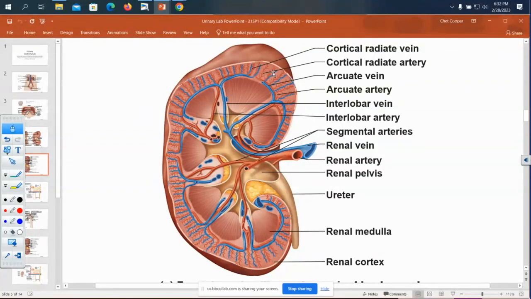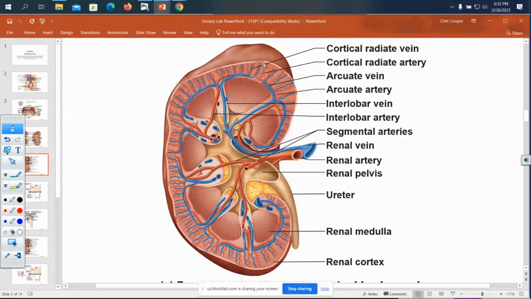Eventually, if we're going to filter the blood, if we're going to move stuff out of the blood, we have to get to capillaries. So after those little branches out here, there's going to be capillaries. They have shown none of that. So we're going to get even smaller than this picture.